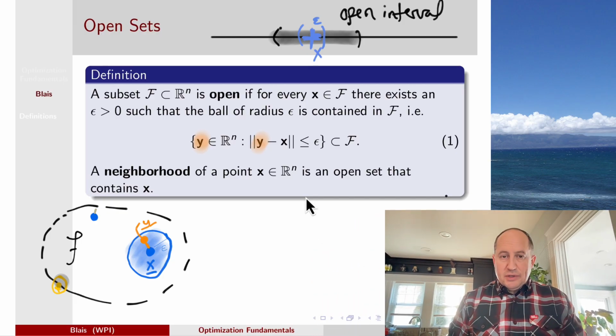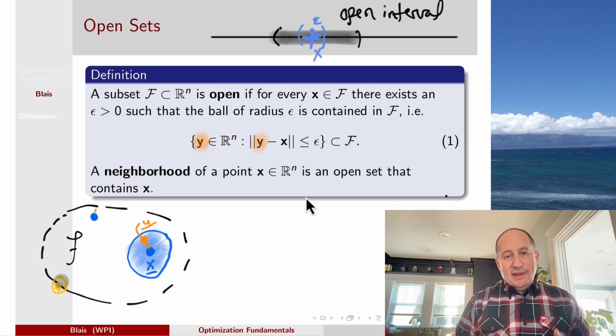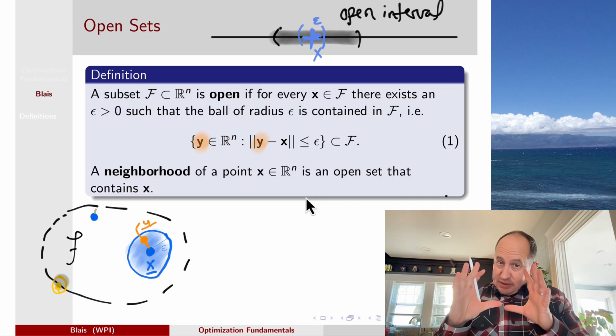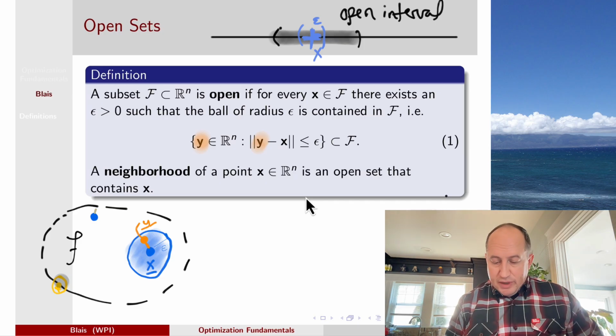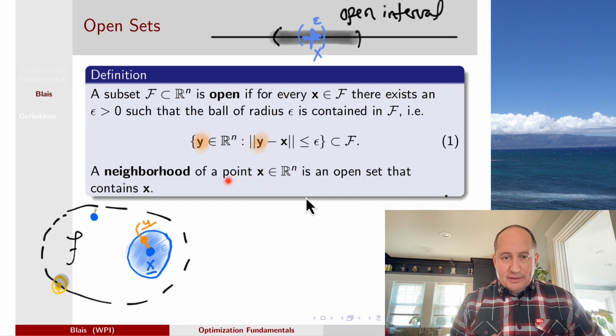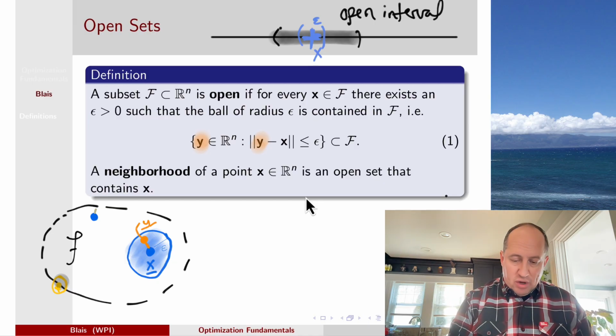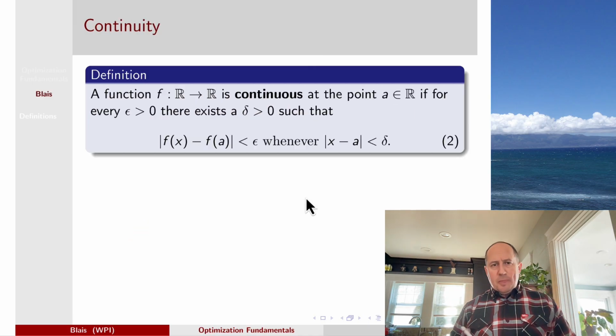Now that we have the definition of an open set, we also need to define neighborhood. This is something we use when we want to just put an open set around a point. So a neighborhood of a point x in Rn is an open set that contains x. Any open set that contains x. And we'll see that show up in a lot of our definitions in optimization.